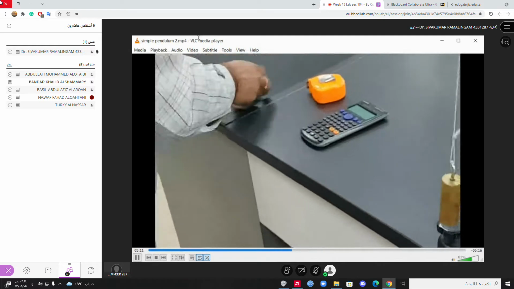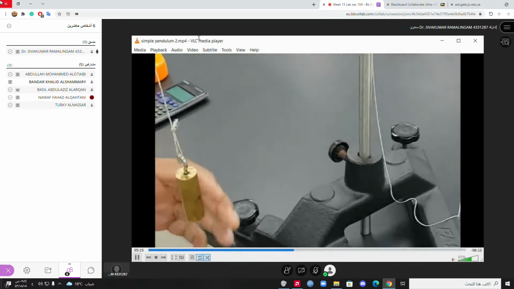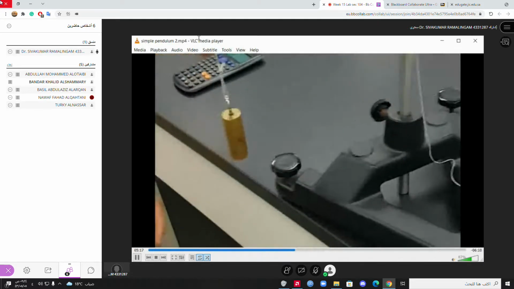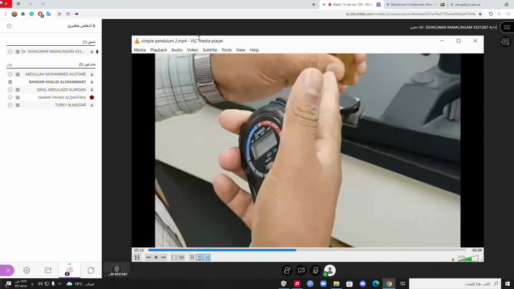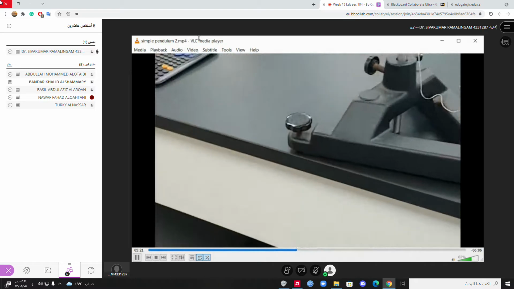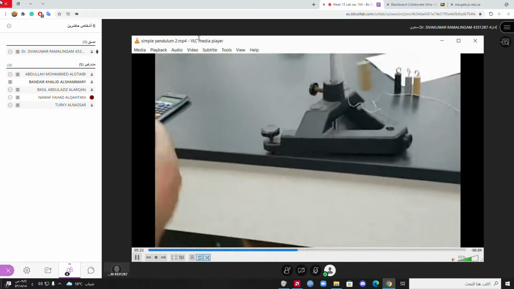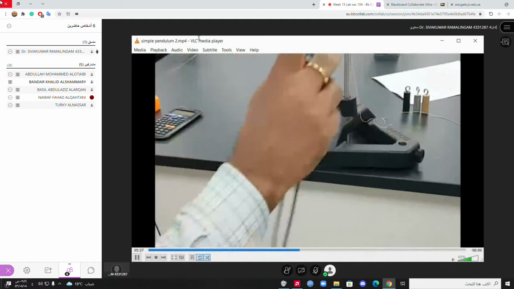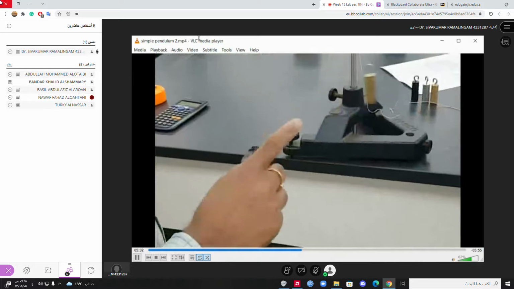They will give the graph sheet itself. Come to this and give the stopwatch, saving our time. And now the length is 80 centimeters and give the oscillations. Now it is oscillating. You can find the time taken for that oscillation according to the first try. Repeat the experiment for the second try, third try. Get the average and record.